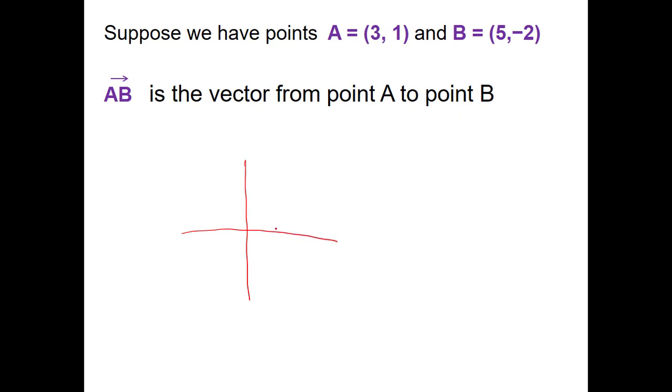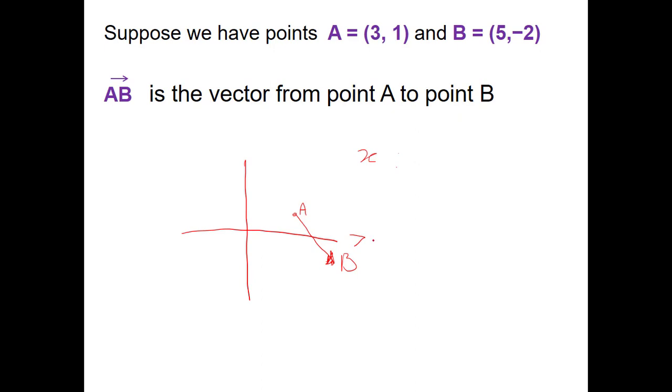Point A being 3 to the right, 1 up, so this would be A. And we have point B, 5 to the right, 2 down, so about here we have B. Then we can have a vector from A to B. And if we want to calculate this exact vector, it's just a matter of looking at the movement in both directions. So how can we get from A to B if we look at the movement in the x direction?